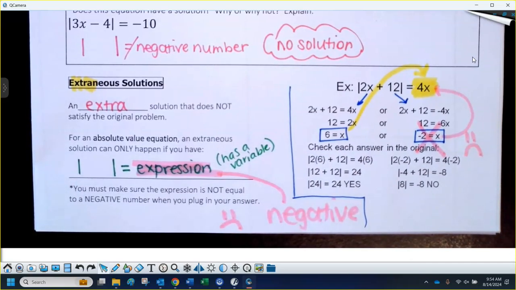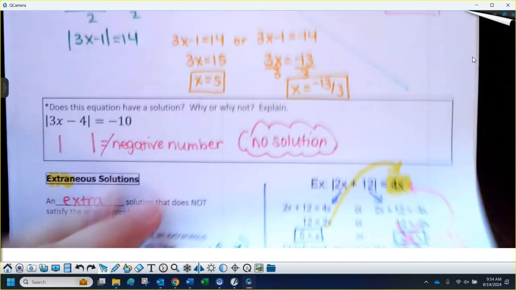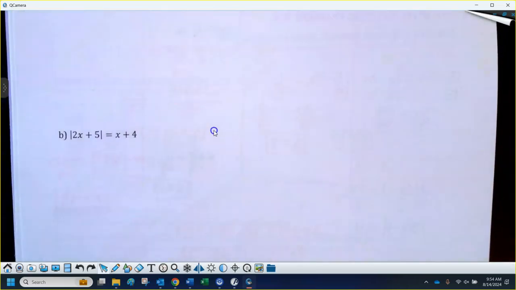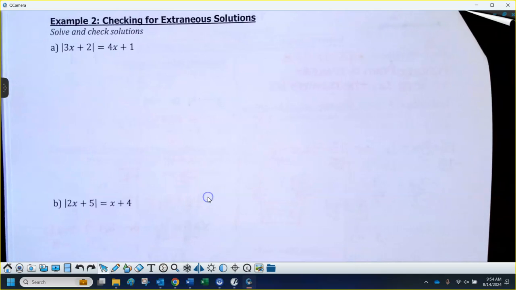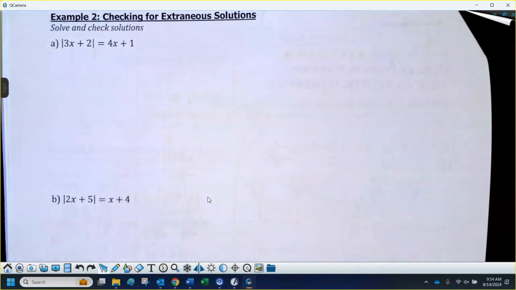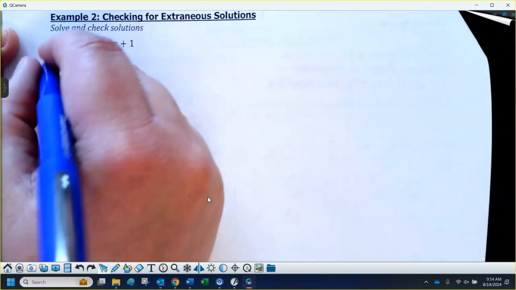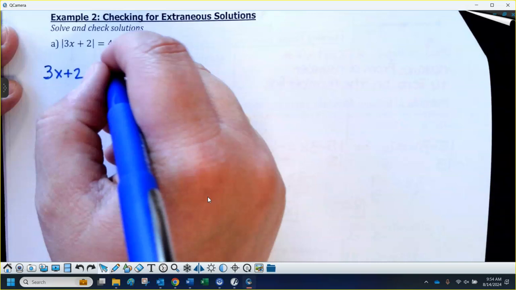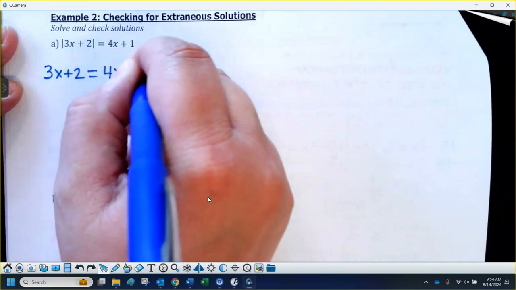So we're going to have that on the back where we need to check. You only need to check if your absolute value is equal to something on the other side with a variable. If it's just a number, you're going to have 2 answers and you don't need to worry about that. All right, let me have you look at this. There are 2 challenges here. I have the absolute value isolated by itself in this very first example. To set this up, just like the front, I'm going to drop the absolute value and just copy 3x plus 2 equals 4x plus 1.